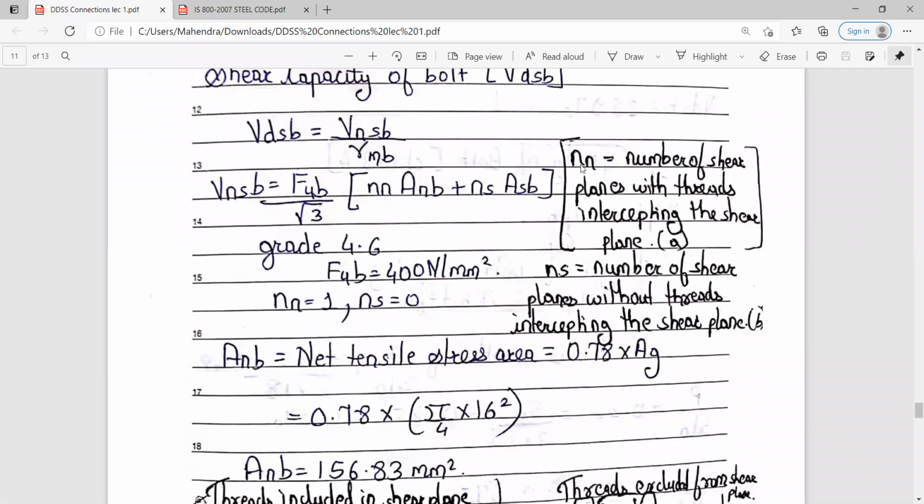No need to write what you mean by NN and what you mean by NS in the exams. This is just for your understanding. Just note down the formulas, put in the values, and you can proceed further.